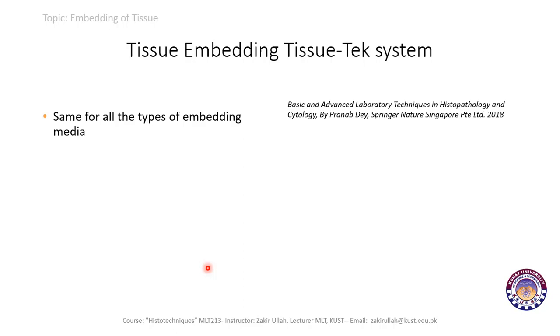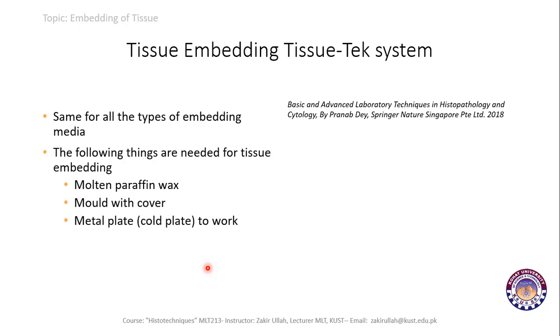The system which is used for the embedding is the tissue tag system. This system is available and it can be used for all types of embedding medium. The things which are required for the tissue embedding are the molten paraffin wax, which is the embedding medium, and the mold, which may be plastic or metal.